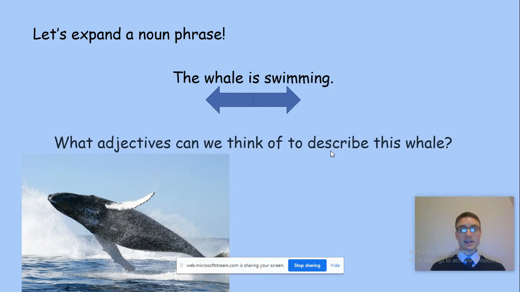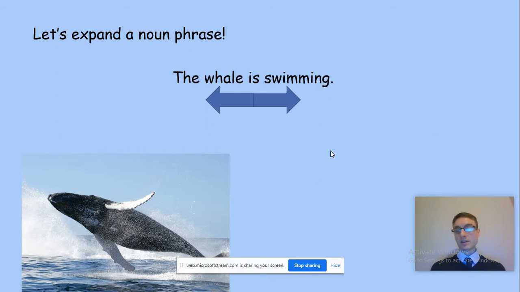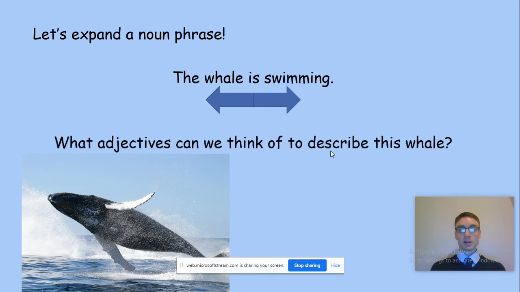So let's expand a noun phrase. So we had the whale is swimming. Okay, so we need to think about adjectives that we can use to describe this whale. So you might want to pause the video and have a think. So that gives you a chance to do that. So we could use large, couldn't we? Colossal, gigantic. There's some words that we could use for the whale that you might have already come up with.